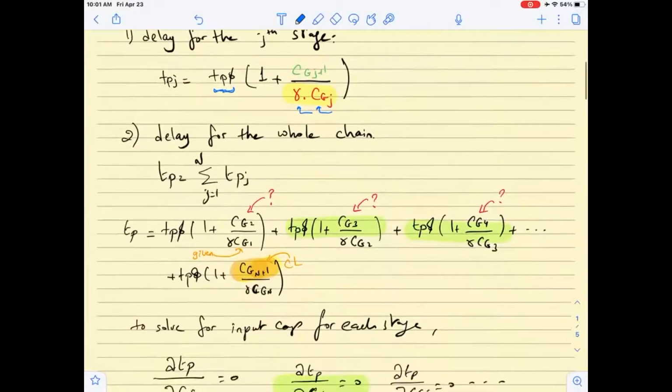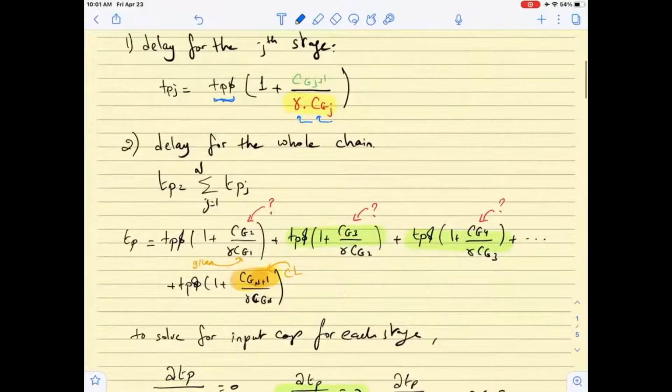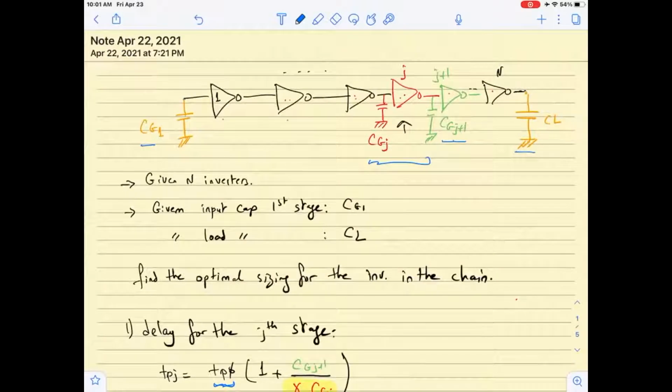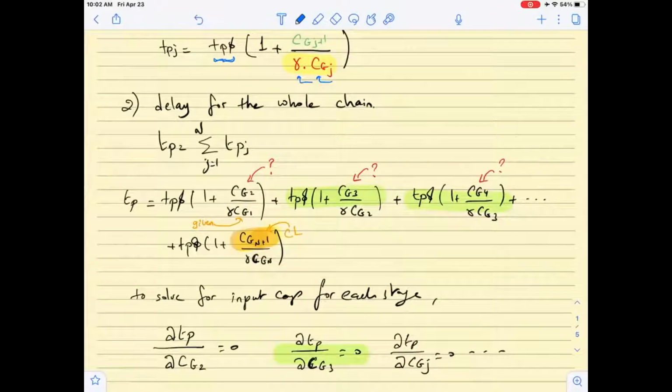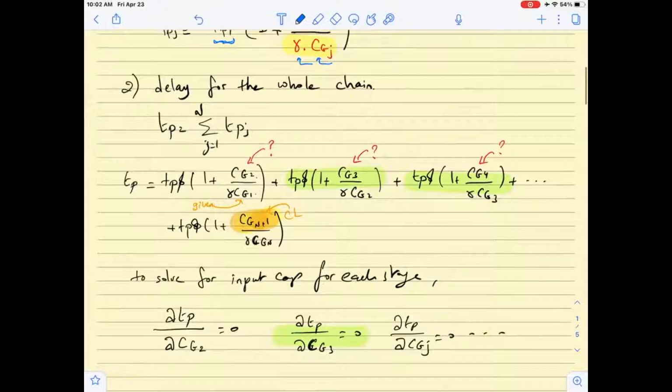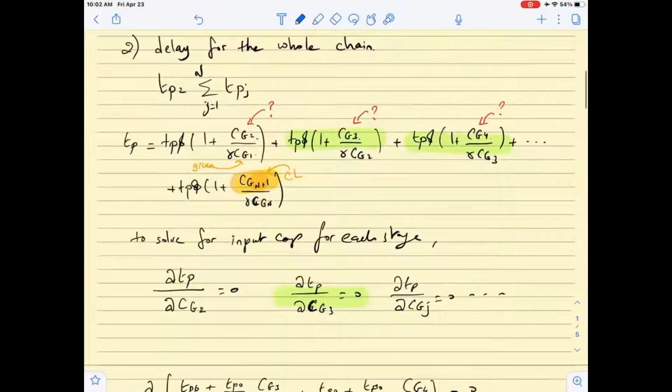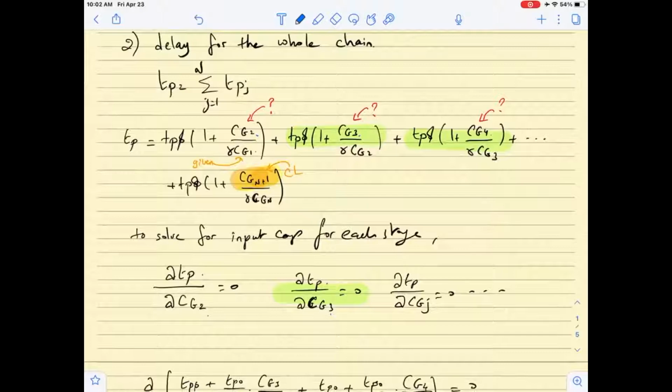Then we said, okay great, the total delay for the chain is the delay for stage 1 plus the delay for stage 2, up to the delay of stage n. Each one of these can be written in terms of the TP0 expression with respect to the next input capacitance, relative to myself, which is gamma times my input capacitance. And since I don't know the sizes of the transistors or their capacitors, the best way to optimize the delay is to do del TP by del CG for each one of these capacitors, and set it to 0.